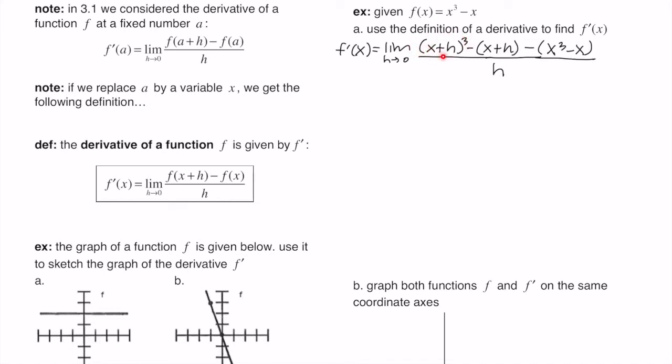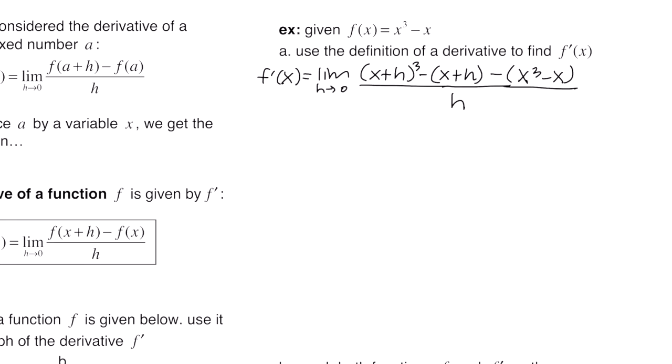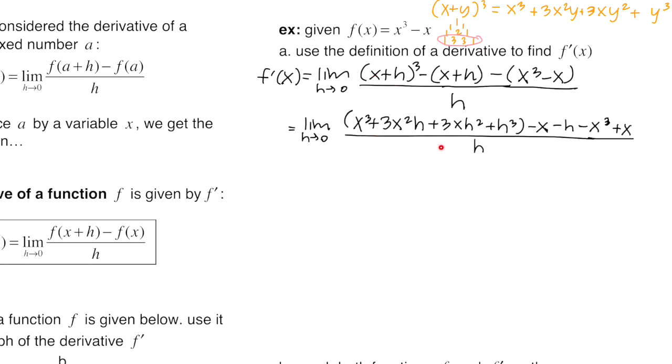So I'm going to use binomial expansion to write this out. Remember, for binomial expansion, I'm going to go x plus y quantity cubed. And then Pascal's triangle goes 1, 1, 1, 1, 2, 1, 1, 3, 3, 1. So instead of using x and y, we're going to use x and h. Okay, and here we have everything written out, and next we're going to combine like terms.